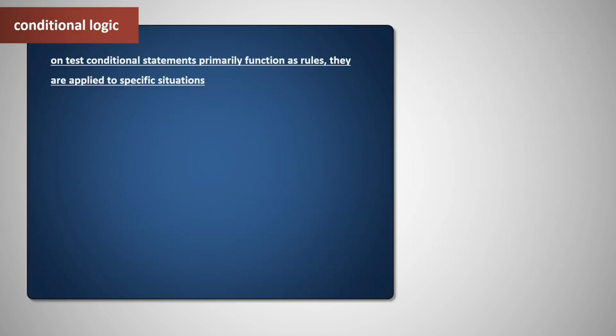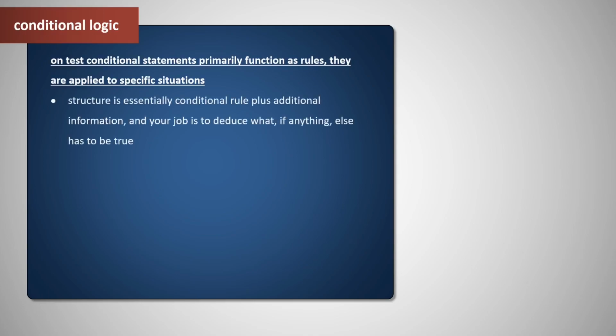Also, what you want to remember is that on the test, and this is what I briefly mentioned, conditional statements primarily function as rules, and what that means is they're applied to specific situations. So what that more concretely means is that the structure of these statements is essentially a conditional rule plus additional information. You'll be given a rule, and you'll be given additional information, and then your job is to deduce if there's anything else that has to be true on the basis of the rule plus additional information.